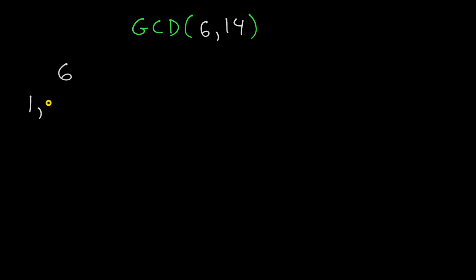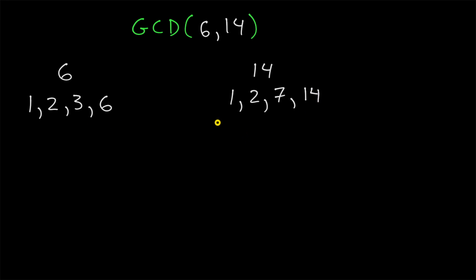1 is a divisor of 6. 2 is a divisor of 6. 3 is a divisor of 6. And now we're halfway into 6, so 4 and 5 cannot be divisors of 6, and only 6 is a divisor of 6. All right, what about 14? Well, 1 is a divisor of 14, 2 is a divisor of 14, 3 is not a divisor of 14, 4 is not a divisor of 14, 5 is not a divisor of 14, 6 is not a divisor of 14, 7 is a divisor of 14, and again, we're halfway into 14, so anything between 8 and 13, including 8 and 13, are not divisors of 14, we're just left with 14.